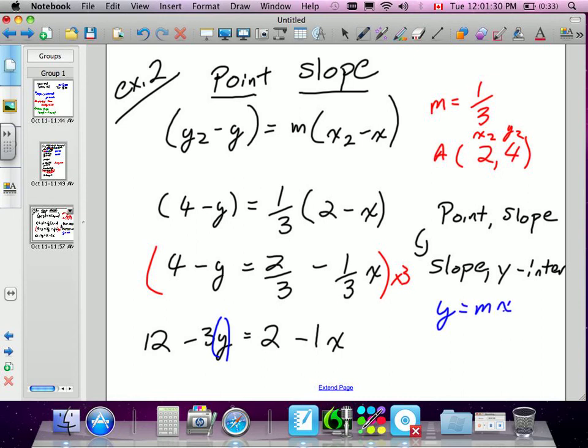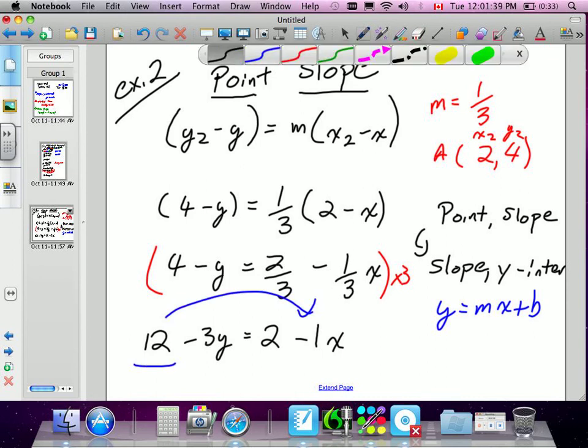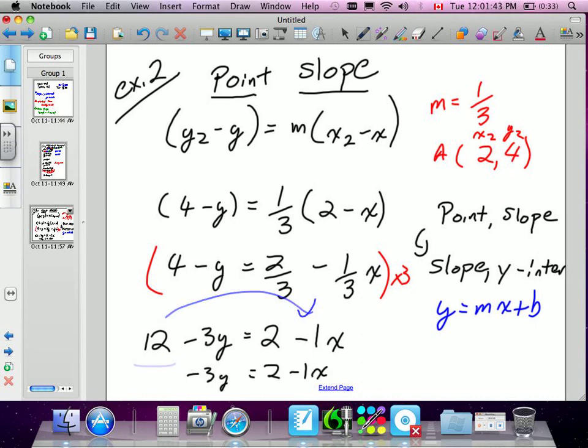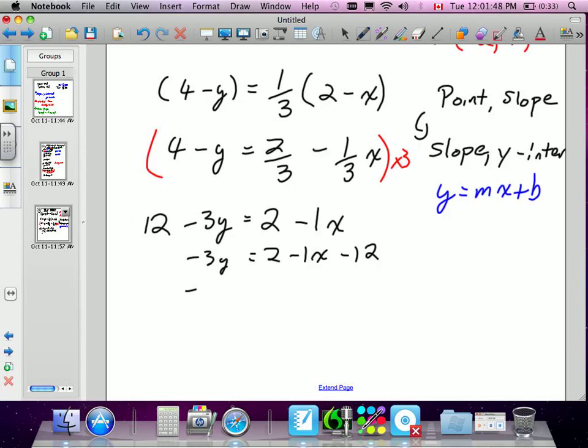So I'm going to move the 12 to the other side of the equation. So we end up with negative 3y is equal to 2 minus x minus 12. And we're going to simplify. So we get negative 3y is equal to, I'm just going to make that negative x, okay, guys? 2 subtract 12.